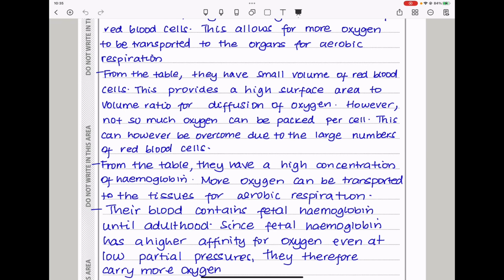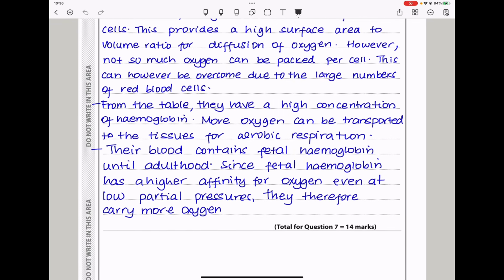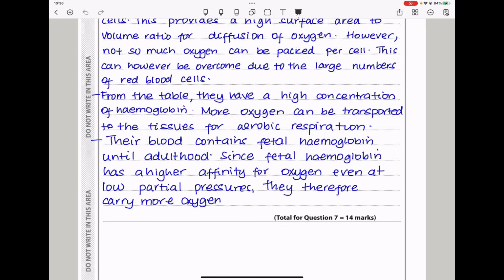From the table, they have a high concentration of hemoglobin, so more oxygen can be transported to the tissues for aerobic respiration. And also we saw that their blood contains fetal hemoglobin until adulthood. Since fetal hemoglobin has a higher affinity for oxygen, even at low partial pressures, they therefore carry more oxygen. So this brings us to the end of question 7. Let's continue to question 8.